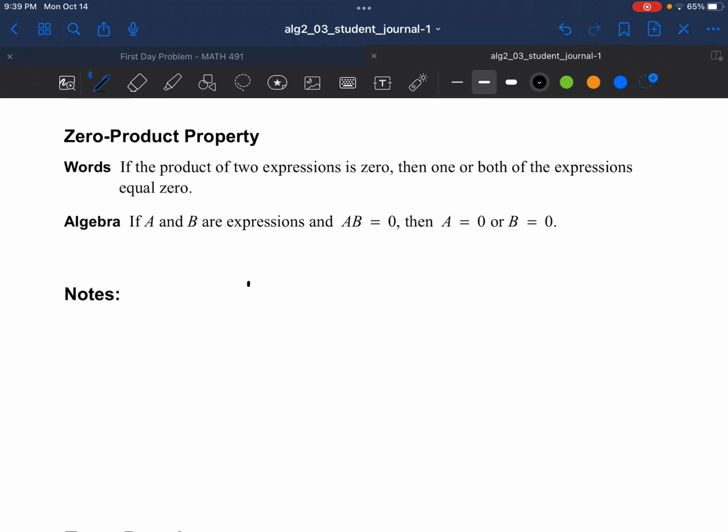Zero product property means that if a times b equals 0, then either a must be 0 or b must be 0. So we have 2 options. We've got 0 times b, that's equal to 0, or we can have b times 0, that is also 0. Oh, that's supposed to be an a. My bad.